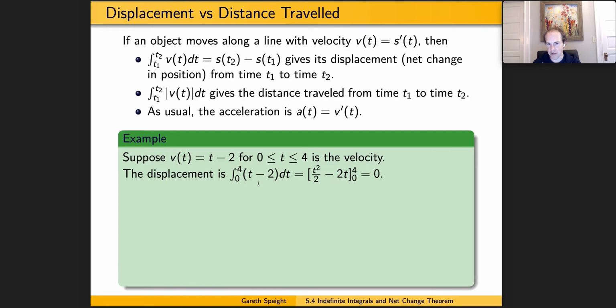So we do the integral from 0 to 4 of t minus 2. We find the antiderivative, which is t squared over 2 minus 2t. We plug in 0, we plug in 4. Both of them are going to be 0, so we get 0 in the end. Right, so this makes sense where we're moving in one direction.